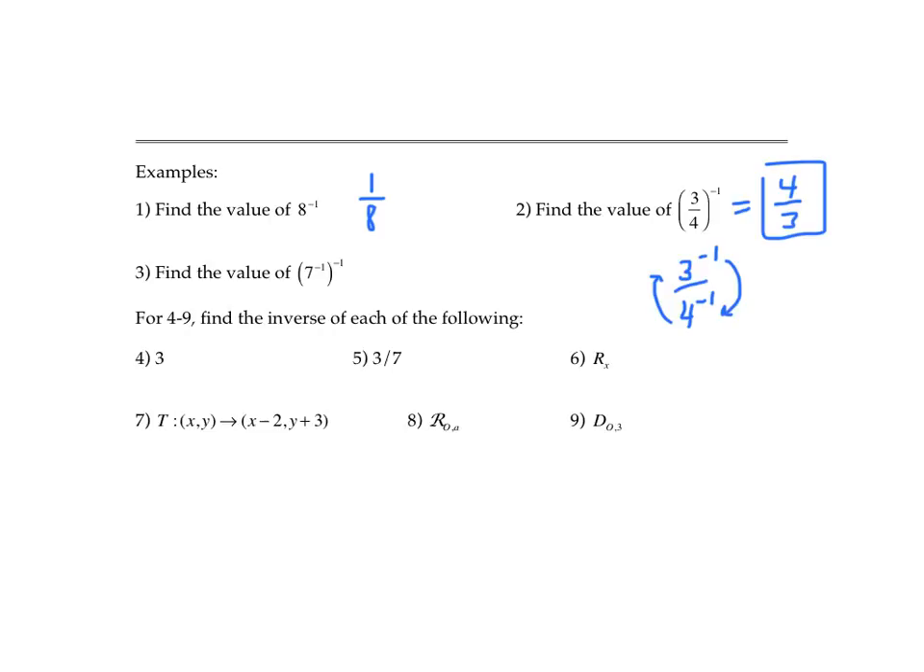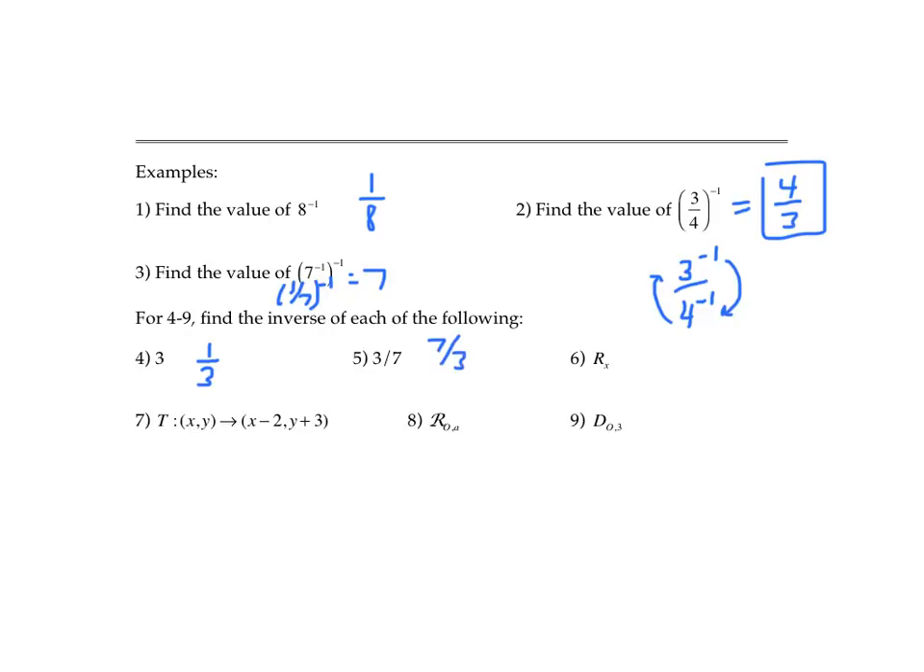For number 3, the value of 7 to the negative 1 raised to the negative 1 would just be 7. That's because 7 to the negative 1 would give you 1/7, but then 1/7 raised to the negative 1 would get you back to 7. So for 4 through 9, we're asked to find the inverse of each of the following. For number 4, the inverse of 3 would be 1/3. And to test it out, multiply 3 by 1/3, and you see that you'll get 1. For number 5, the inverse of 3 over 7 is 7 over 3.